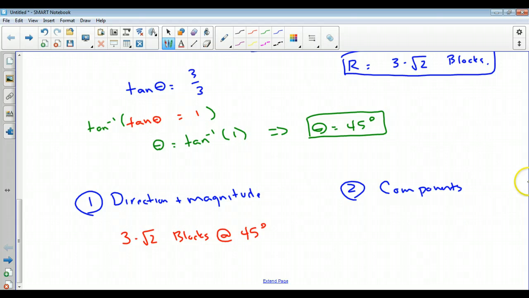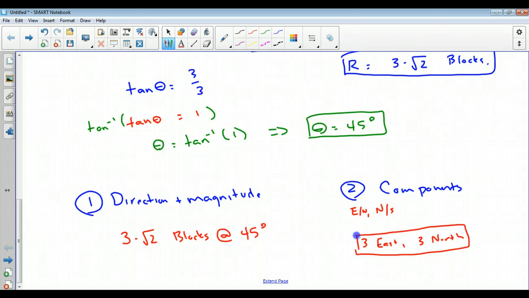The second way that we can describe our object is with components, and so our components were how far east and then how far north we went, so it's east/west and then north/south. So in that case we went 3 blocks east, and we also went 3 blocks north. So those are our 2 components of this vector. So we have 2 different ways that we can describe it. So what that means is that we have 2 different vectors that are both describing the same motion.